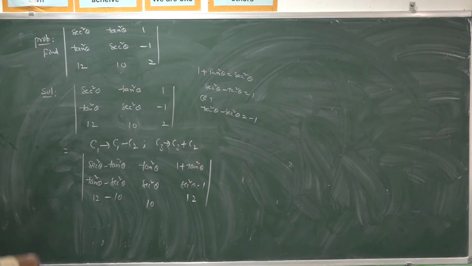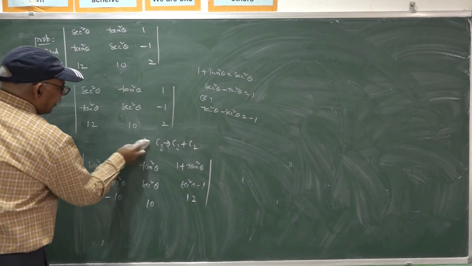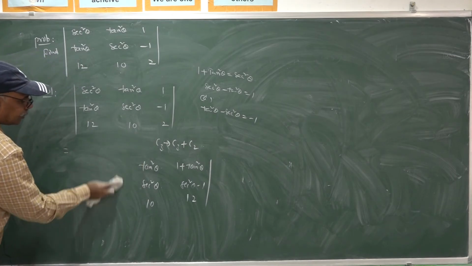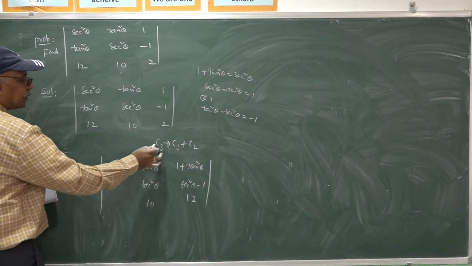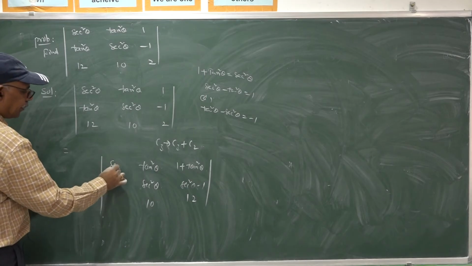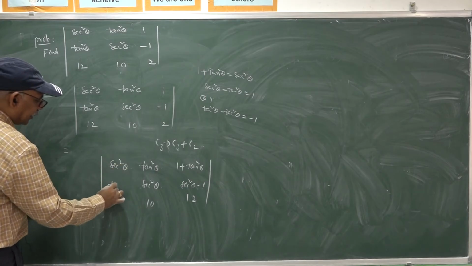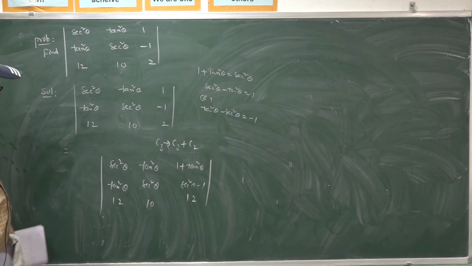So that straight away you get this one. Otherwise, no need of taking this transformation. Take this transformation: C3 goes to C3 plus C2. So that we get secant square theta, tan square theta, 12 here.